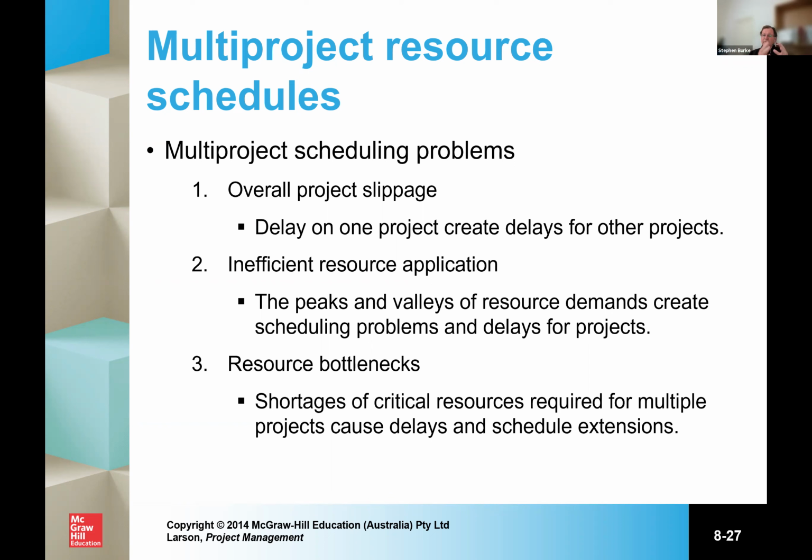You may have inefficient resource application, and you get peaks and troughs of resource demands, which starts to create an amplitude of resource variability, which will have an impact throughout the organisation. You may end up with resource bottlenecks, which is where you get shortages of critical resources that are required for multiple projects. And if they're all required at the one time, then you have real issues with delay. The challenge then is to make sure that critical points in the project are noted, and where you've got multiple projects, that they don't all occur at the same time.